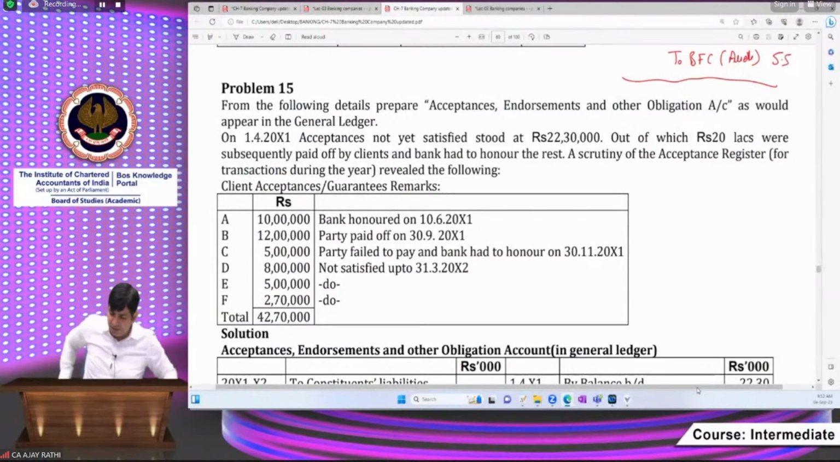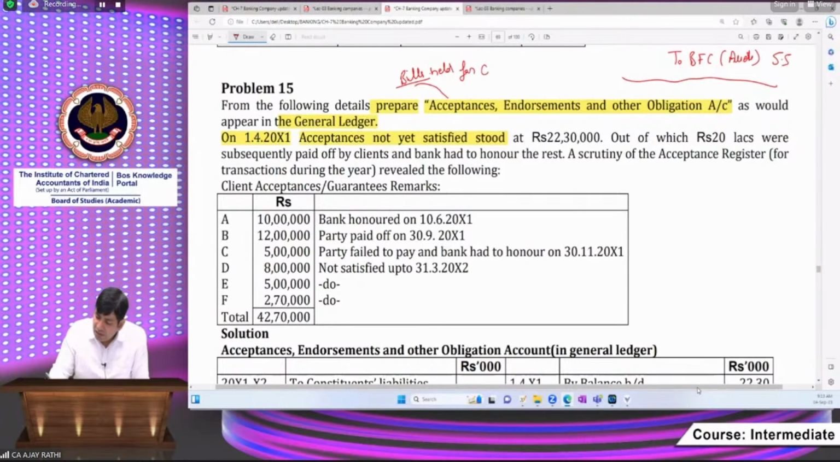Now let's see question number 15. From the following details, prepare, for what the question will give you marks, acceptance, endorsement or other obligation as would appear in the general ledger. Okay, beta. On 1st April, acceptance not yet satisfied. First, understand the word acceptance, that is the bills held for collection.